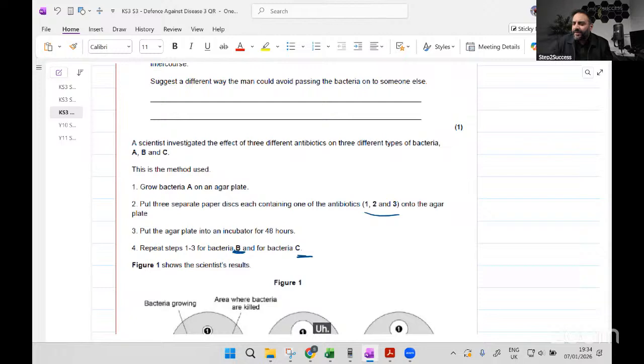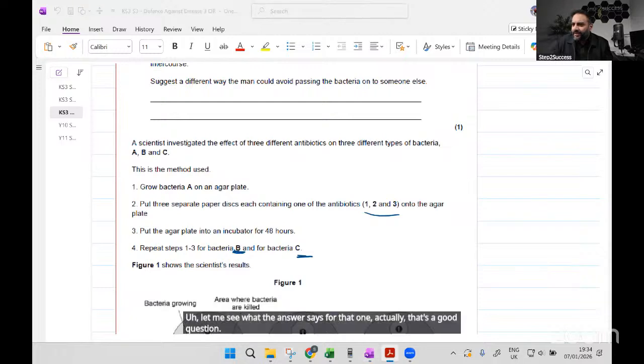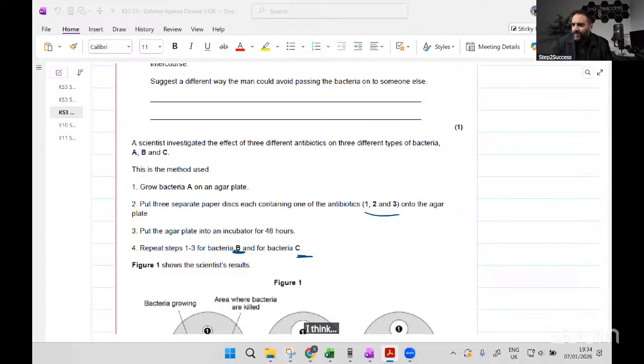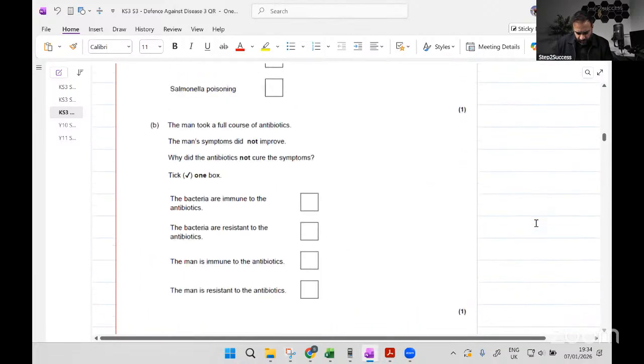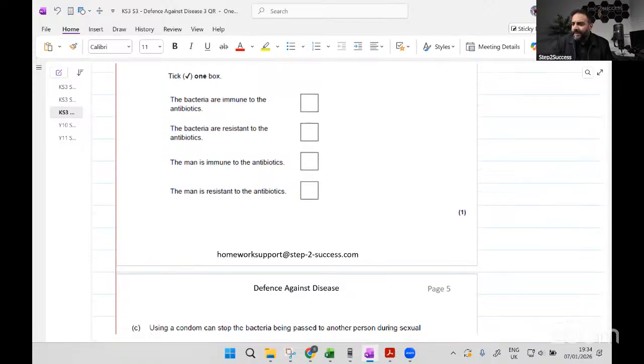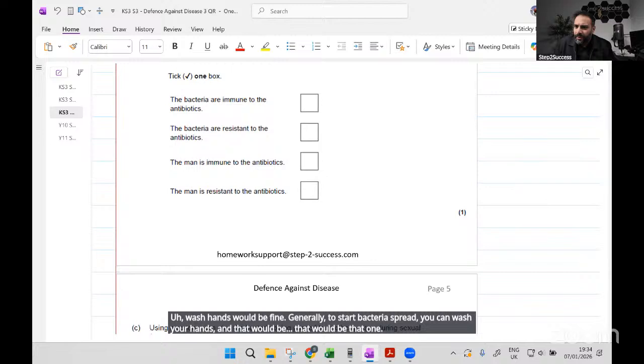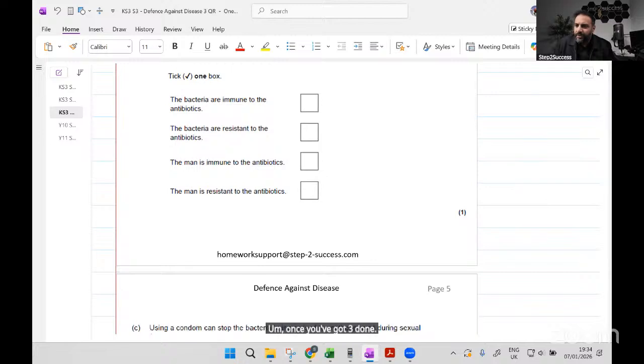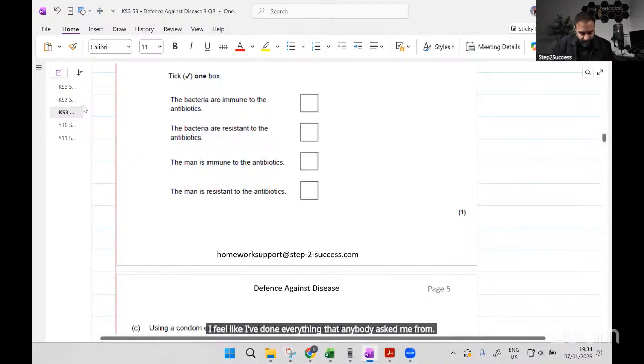Let me see what the answer says for that one, actually. It's a good question. I think wash hands would be fine. Generally, to stop bacteria spreading, you can wash your hands. That would be that one. 1C, booklet 3 done. Right, I'm moving on to booklet 2. I feel like I've done everything that anybody asked me from booklet 3.